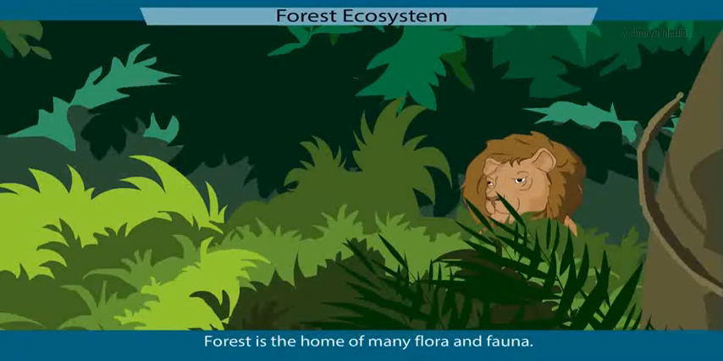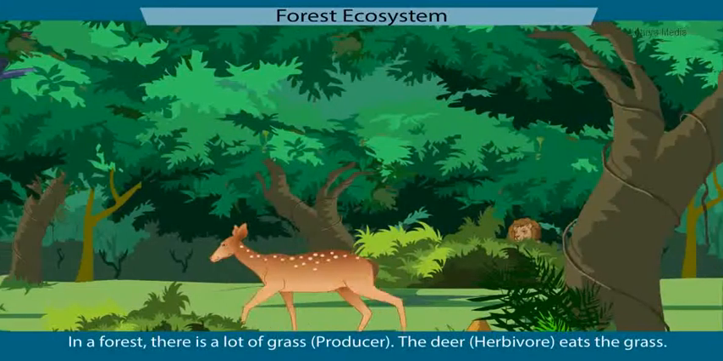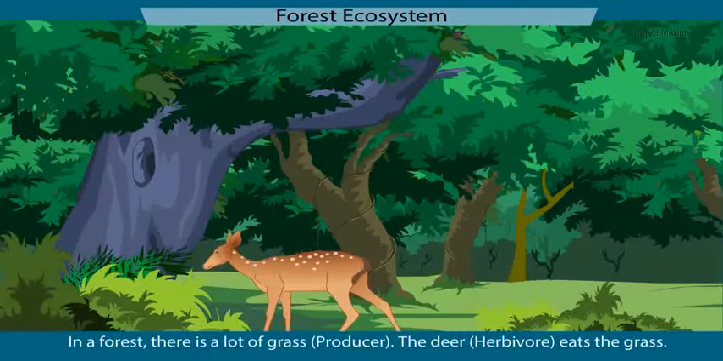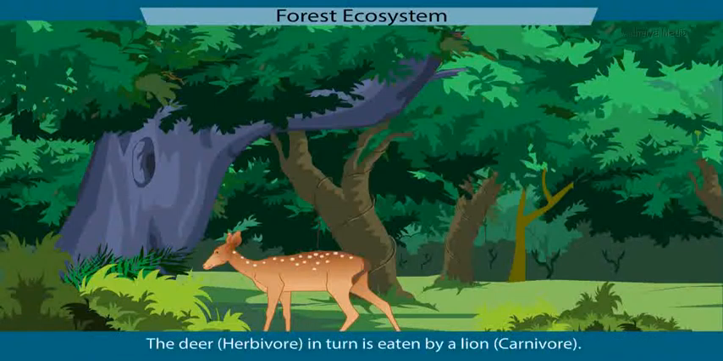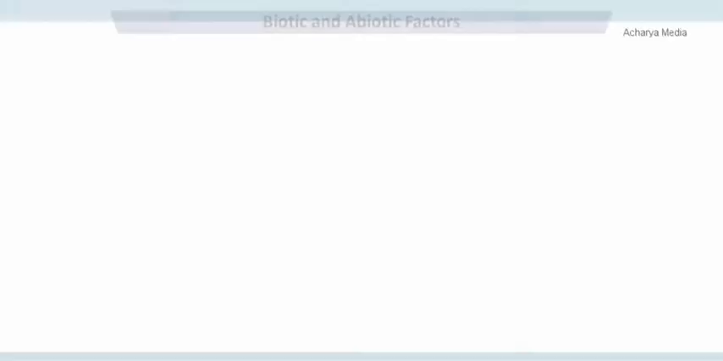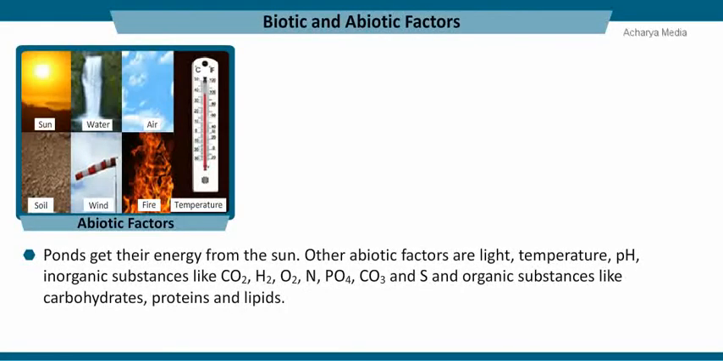Forest ecosystem. Forest is the home of many flora and fauna. In a forest, there is a lot of grass, which is a producer. The deer, which is a herbivore, consumes the grass. Lions, in turn, consume these deer. Lions are called carnivores. Ponds get their energy from the sun.